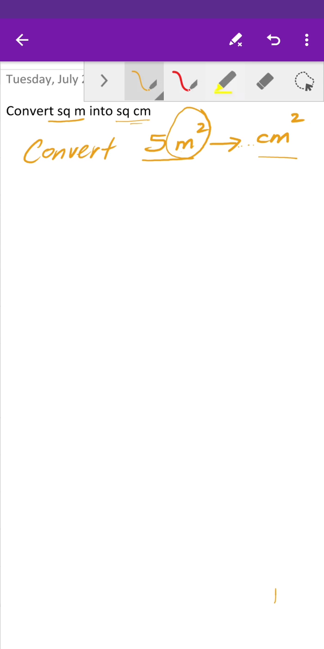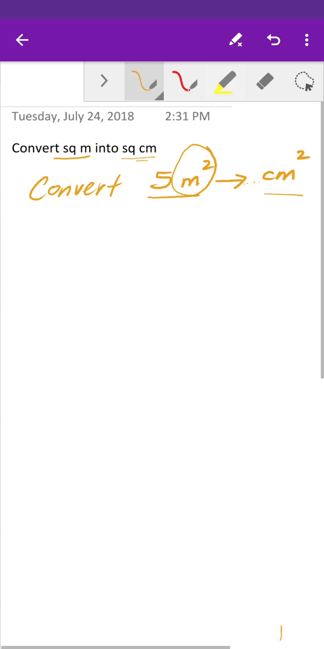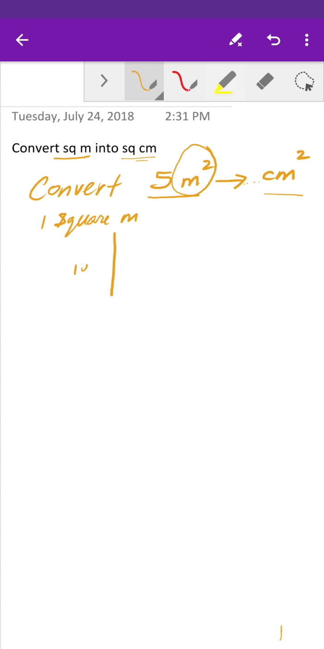Now there's a lot more square centimeters than a square meter. A square meter is quite large. A square meter is like 100 centimeters by 100 centimeters. That is a square meter. You could stand in it, you could dance in it, you could sit in it. But a square centimeter is like on a piece of paper.